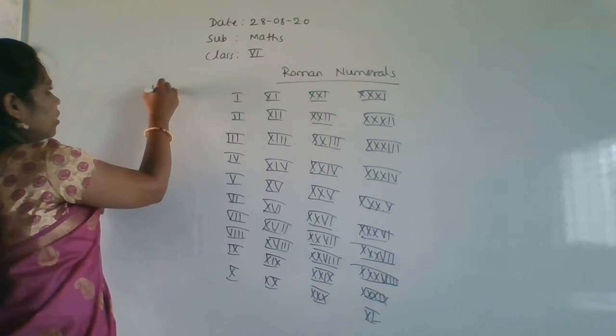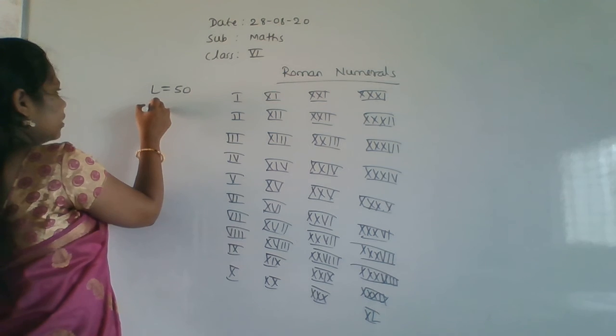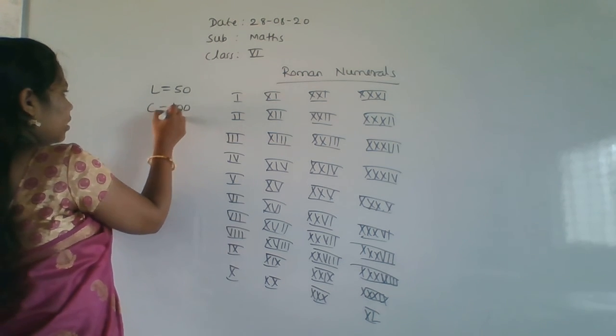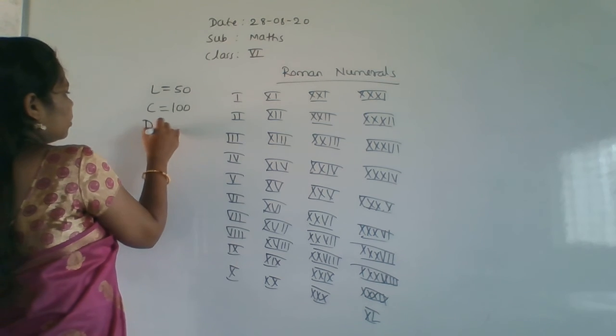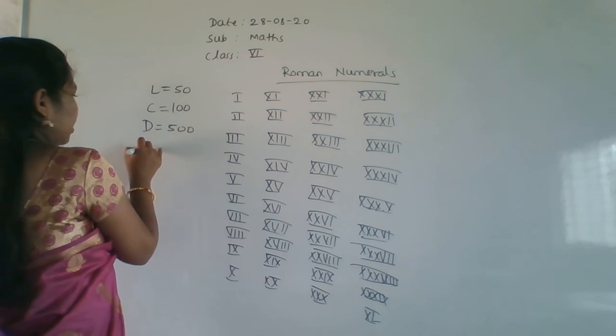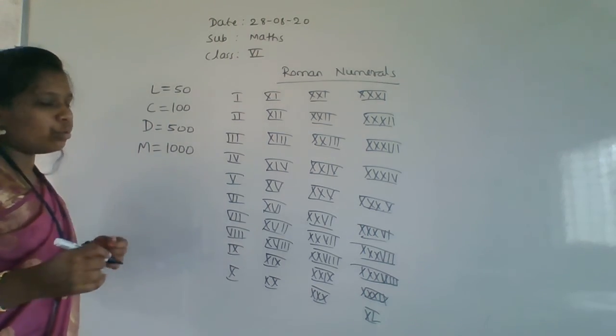So next, continuing further, I'll write here: L is equal to 50 and C is equal to 100. D is equal to 500 and M is equal to 1000. These are must-know things here.